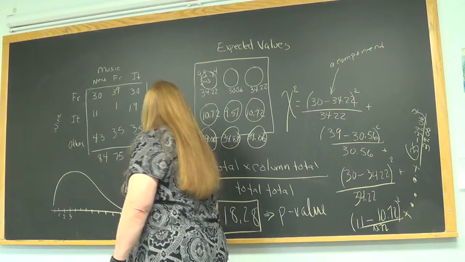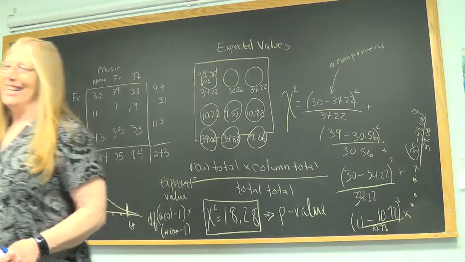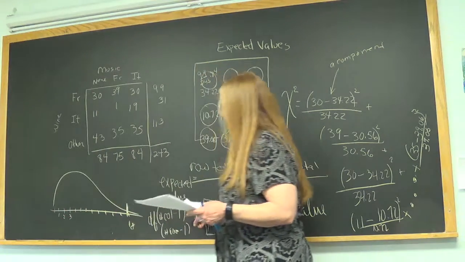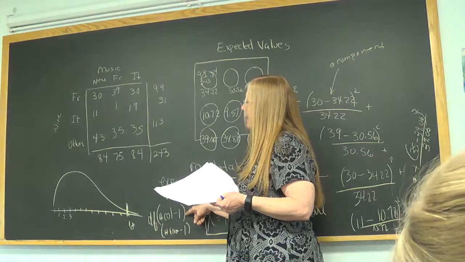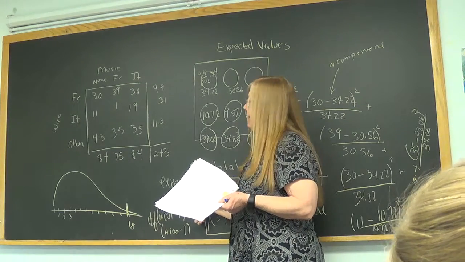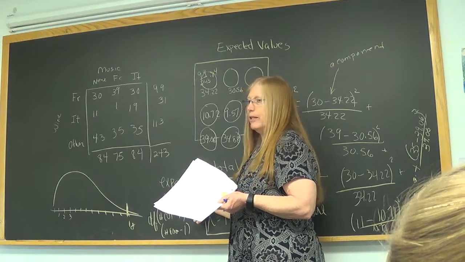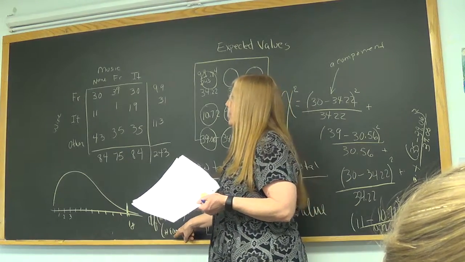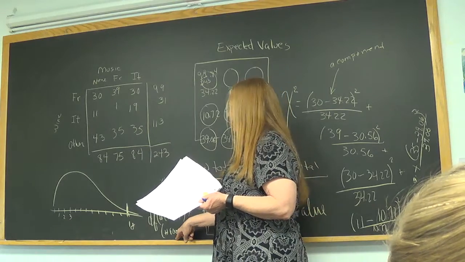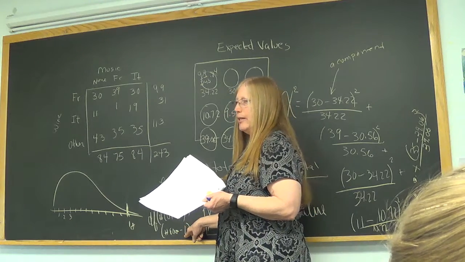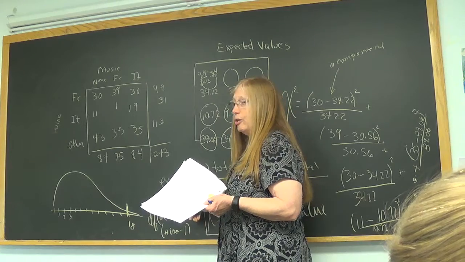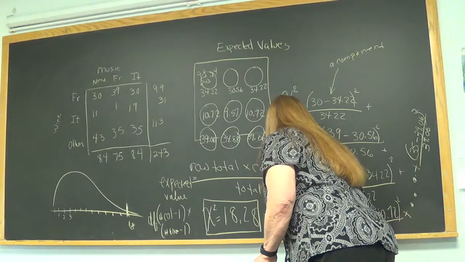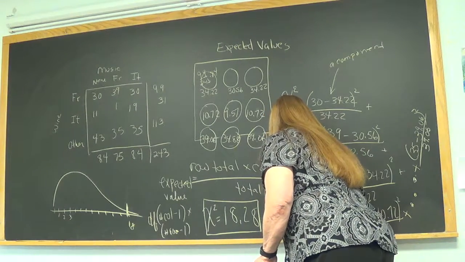We actually have to do math. Here's a hard math day. Alright, so we have the number of columns. In this case, there were 3 columns, and minus 1 takes it down to 2, times the number of rows. There were 3 rows, so we take that down, minus 1, to 2 as well. So we end up with 2 times 2, or degrees of freedom 4.